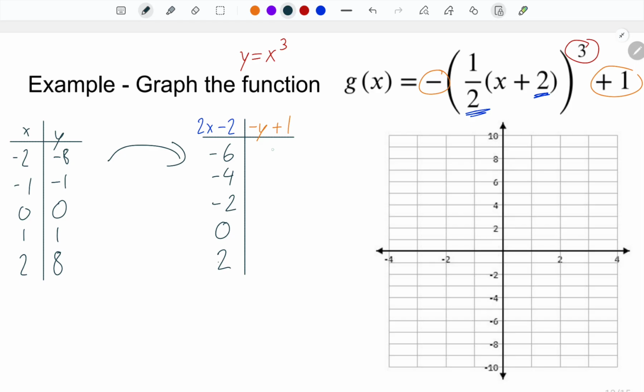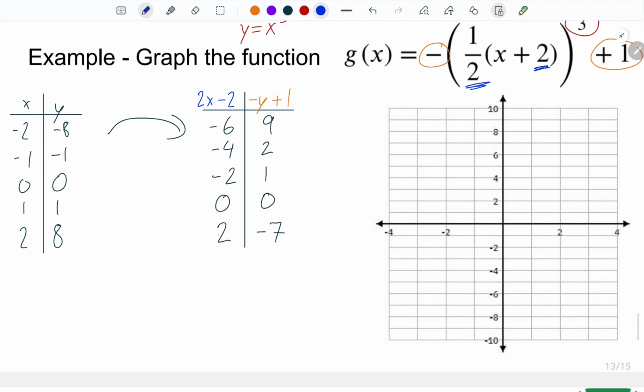And then negative y plus 1. So just take the negative of the original number and then add 1 to it. So 8 plus 1 is 9. 1 plus 1 is 2. 0 plus 1 is 1. Negative 1 plus 1 is 0, and negative 8 plus 1 is negative 7. We've got 5 points. Place them onto your graph and see what we get.